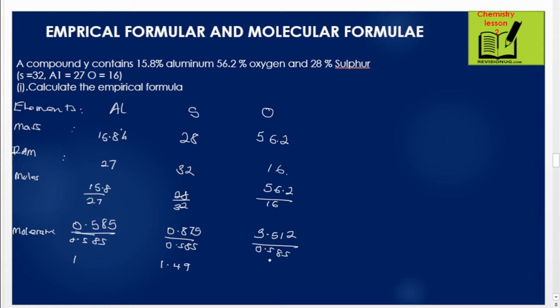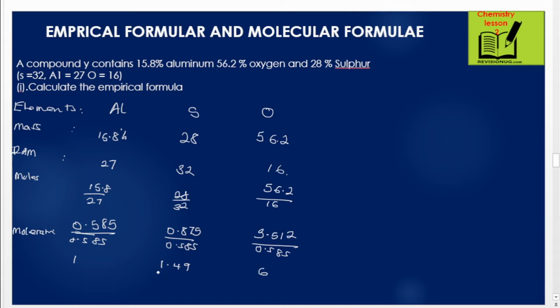3.512 divided by 0.585 is giving us 6. This one is giving us 6.00, so we take 6.